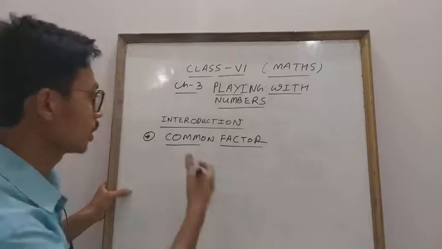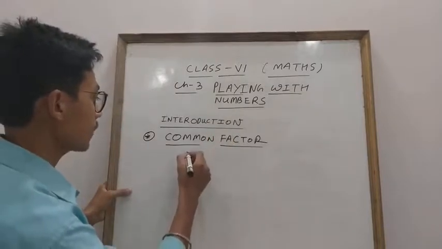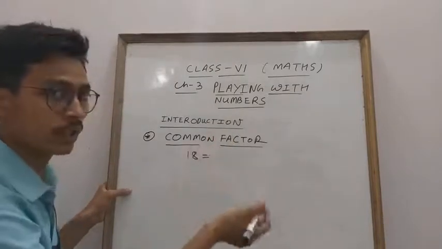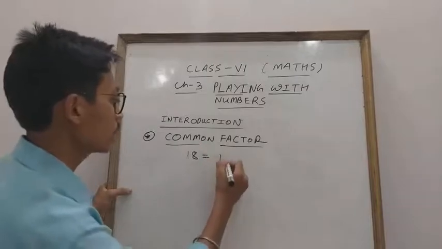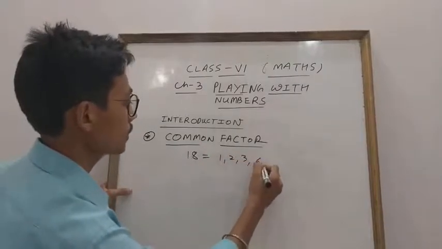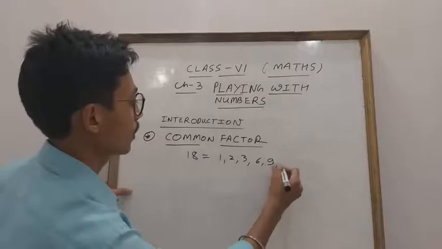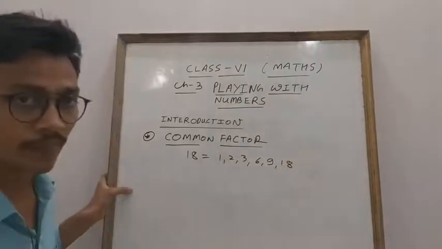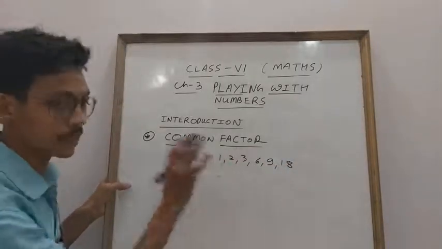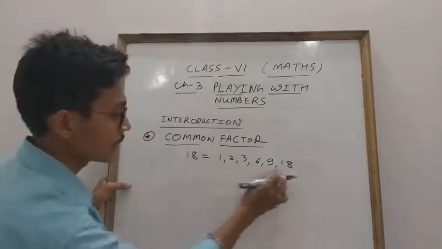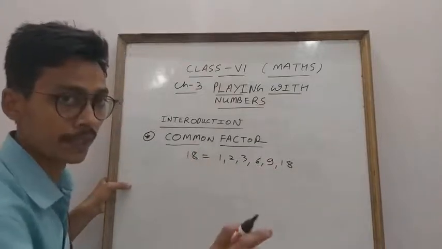Clear, students? So common factor, like here I am writing 18. You know what the factors of 18 are? 1, 2, 3, 6, 9, 18. These are the factors of 18, students, meaning these numbers can divide 18 perfectly.